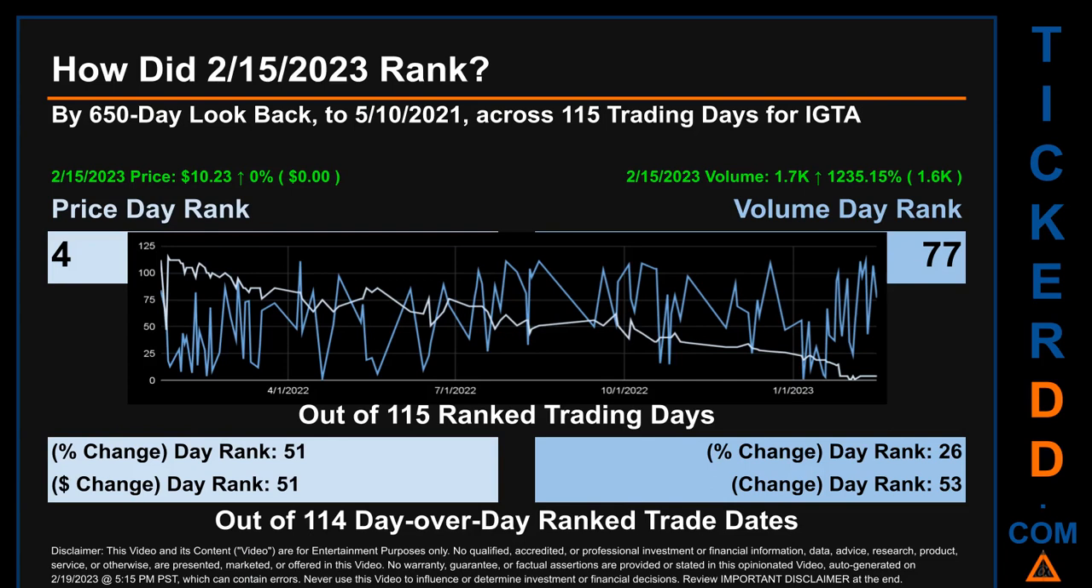The price's day-over-day percentage change, jumping 0% on February 15, 2023, had a day rank of 51 while its dollar difference of $0 had a rank of 51 when compared day over day across 114 trading days. Volume's percentage change and difference were ranked respectively at 26 and 53.